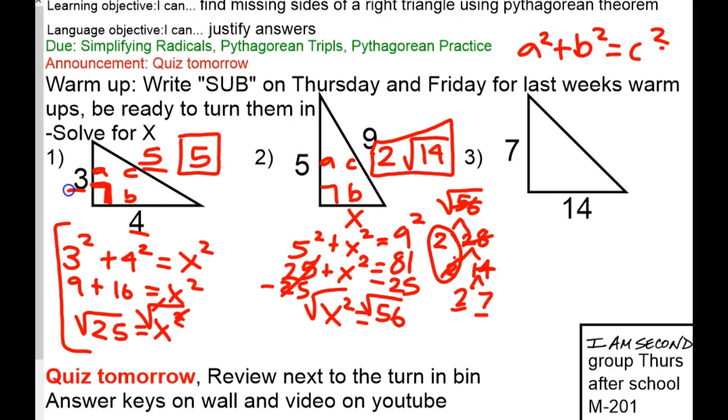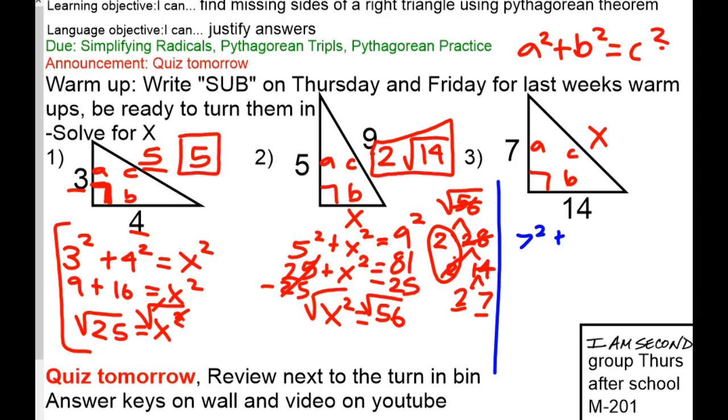Okay, last part. Does everyone remember? A and B are next to 90. So 7 is A, 14 is B. So C is my hypotenuse that I'm missing. So we're going to do it the exact same way. I'll do this one in blue so you can see the difference here. So 7 squared plus what?